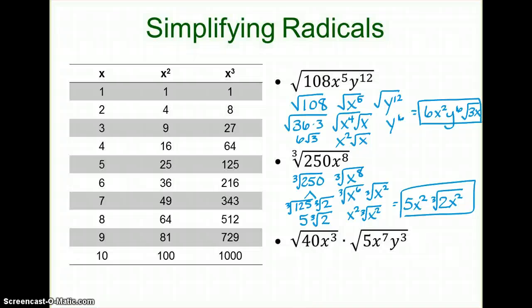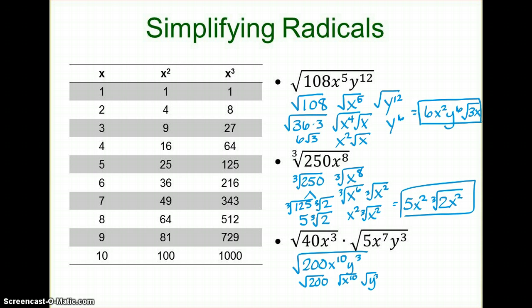40x cubed times 5x to the 7th, y to the 3rd. So 40 times 5 is going to give me 200. X to the 3rd times x to the 7th is x to the 10th, and then y to the 3rd. Okay, now I'm ready to divide those into their little parts here. So we have the square root of 200, square root of x to the 10th, and square root of y to the third.